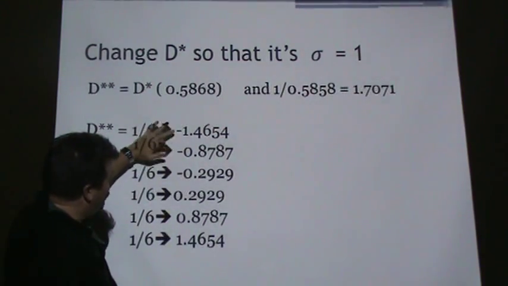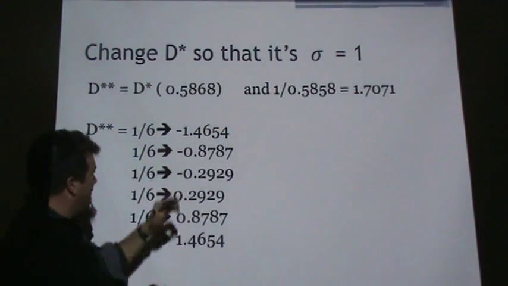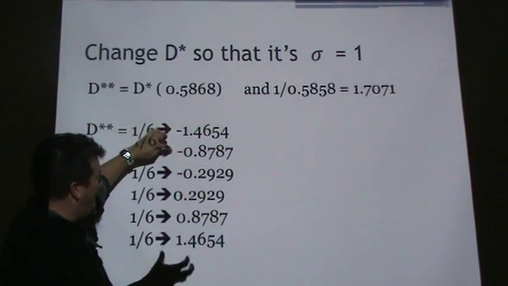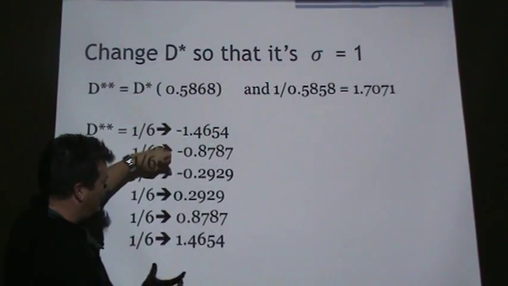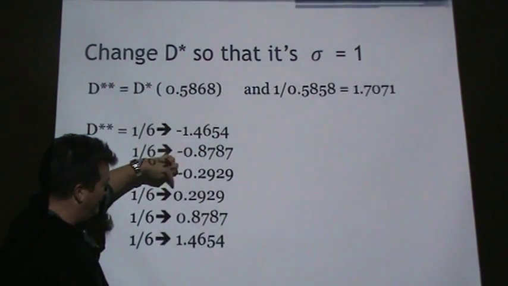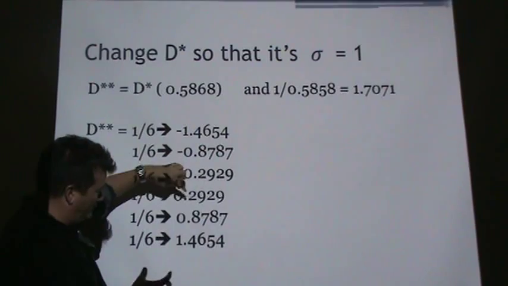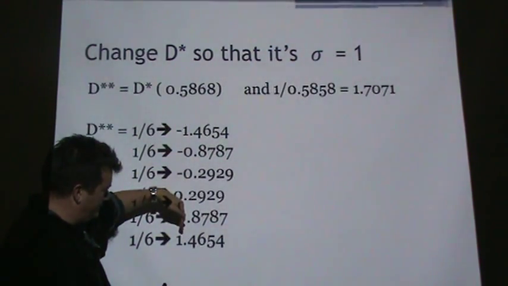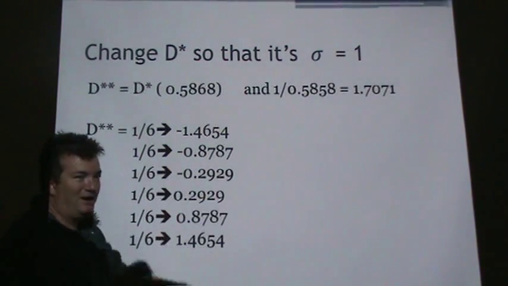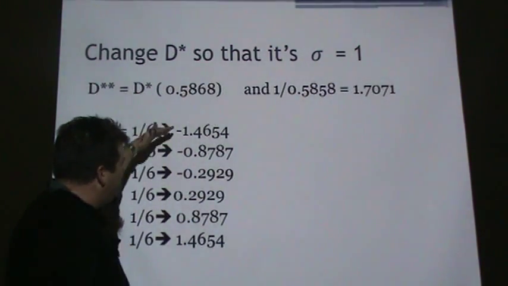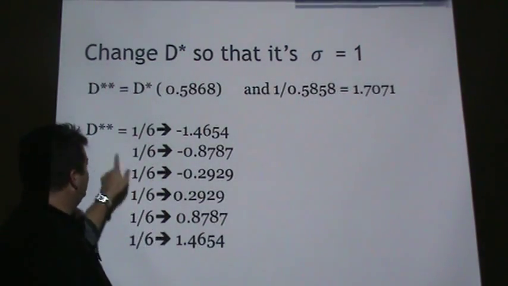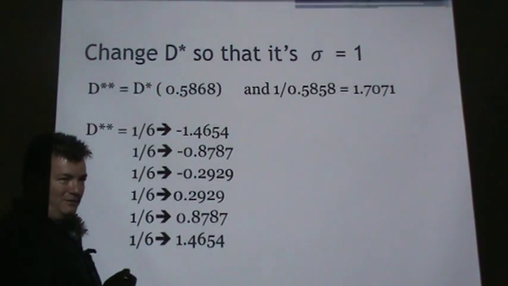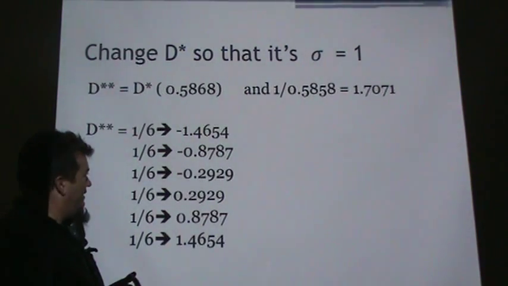So now try to imagine a dice that has 6 faces on it. One says minus 1.465, whatever. One face says minus 0.8787, one face says minus 0.2929. Another face says 0.2929, 0.8787, and one face says 1.4653. And imagine we're rolling that dice. This D star is a dice that has an expected value of 0 and a standard deviation of 1.